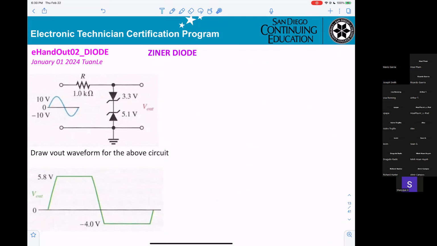Okay, so basically let me repeat again. You get a 10 volt, minus 10 volt, and a Zener 3.3 volt. They want you to draw the output. First thing, they're talking about that one. That means you get a 10 volt.